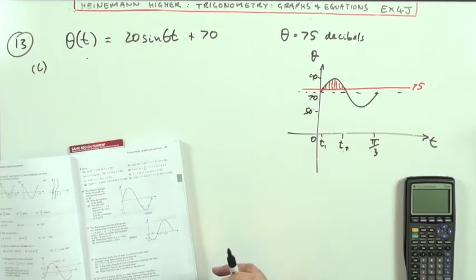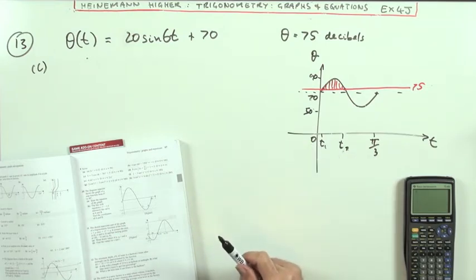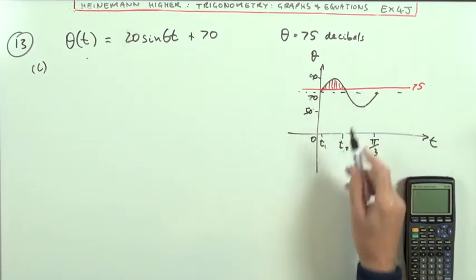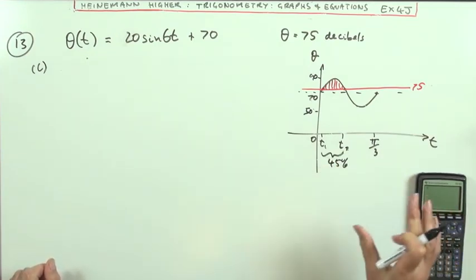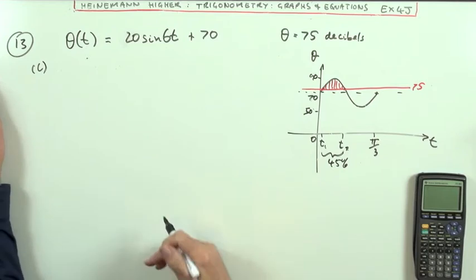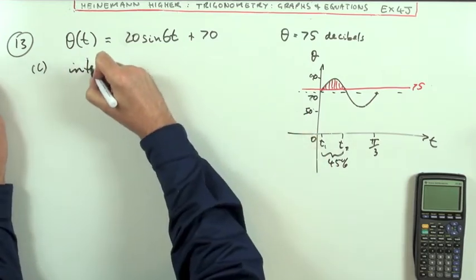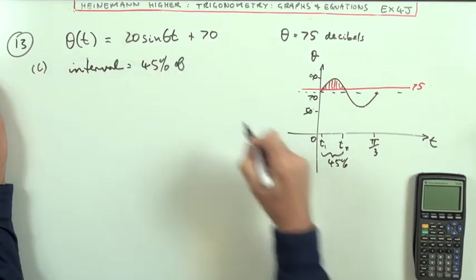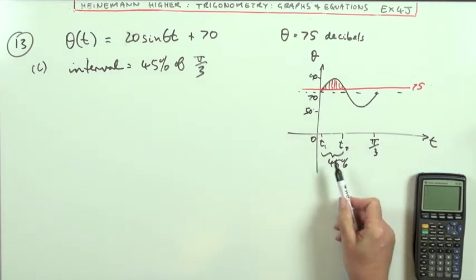Right, C. New regulations are introduced where it's got to be audible for 45% of the time. That's 3% more. Right, what value of the amplitude? You've defined the new amplitude so that that interval there is now 45%, not just 42% of the time. Well, that means I have to work out that interval. So what is that interval of time? It's 45% of pi upon 3.